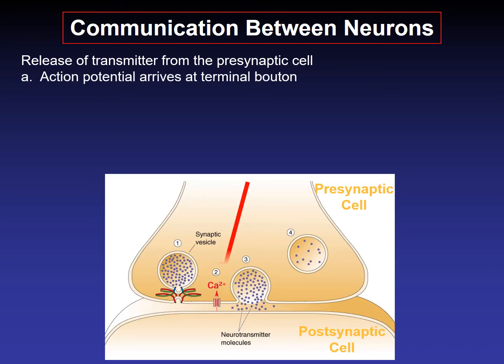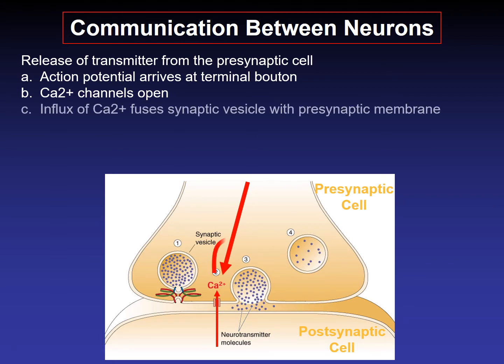First thing we're going to do is have the action potential arrive at the terminal bouton. What do we mean, action potential? We talk about it almost like it's an object, but of course it's not an object. It's a flow of current. It's a flow of positive charge. And that positive charge is going to make its way all the way down to the terminal bouton, and in the terminal bouton, it's going to cause calcium channels to open up. And of course calcium will flow through those channels. The influx of this calcium will cause the synaptic vesicle to fuse with the presynaptic membrane.